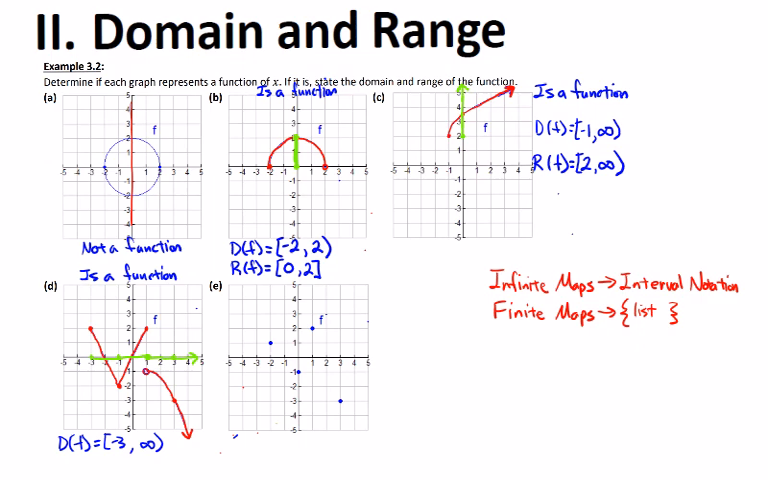Let's do the same thing for the range. Let's analyze the y values. Starting at the point (-3, 2), I have a y value located at +2. Then I'll go down the curve until I get to this point, which has a y value of -2. So everything in between 2 and -2 has been covered.